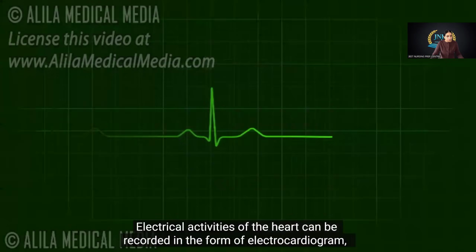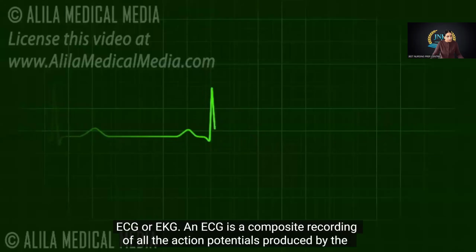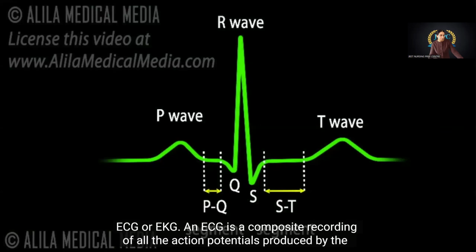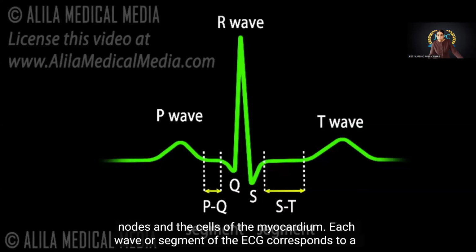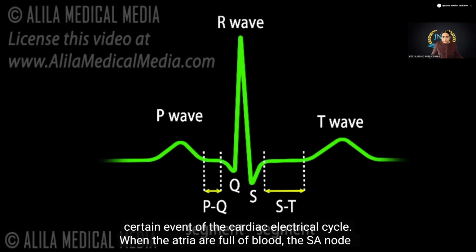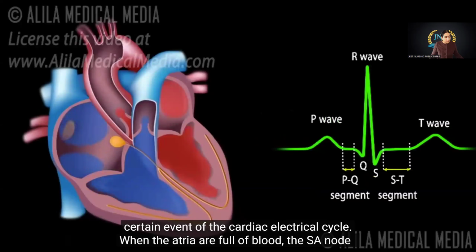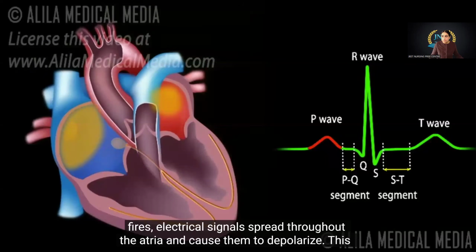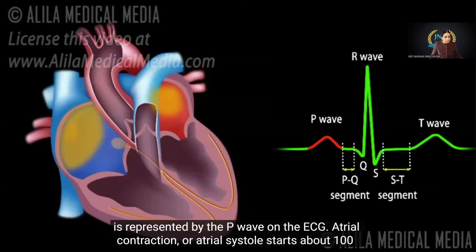Electrical activities of the heart can be recorded in the form of an electrocardiogram, ECG, or EKG. An ECG is a composite recording of all the action potentials produced by the nodes and the cells of the myocardium. Each wave or segment of the ECG corresponds to a certain event of the cardiac electrical cycle. When the atria are full of blood, the SA node fires. Electrical signals spread throughout the atria and cause them to depolarize. This is represented by the P wave on the ECG.